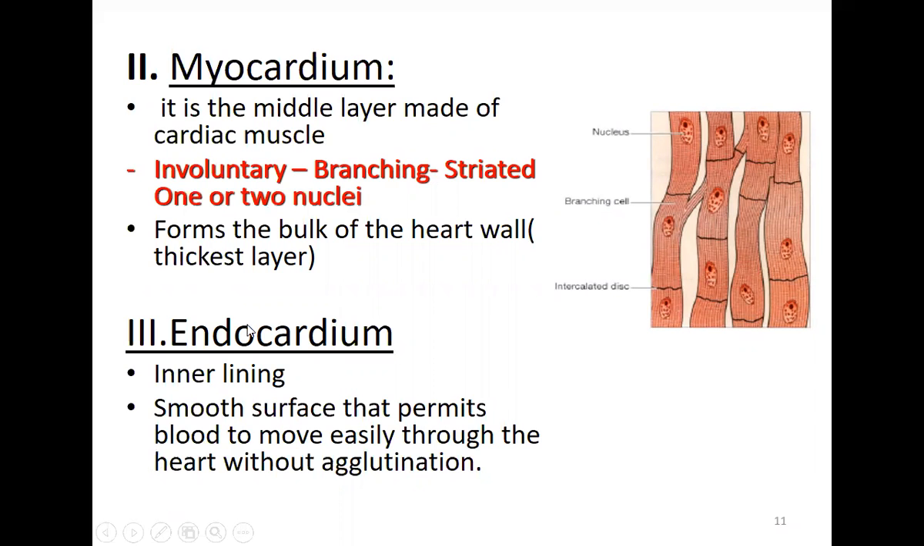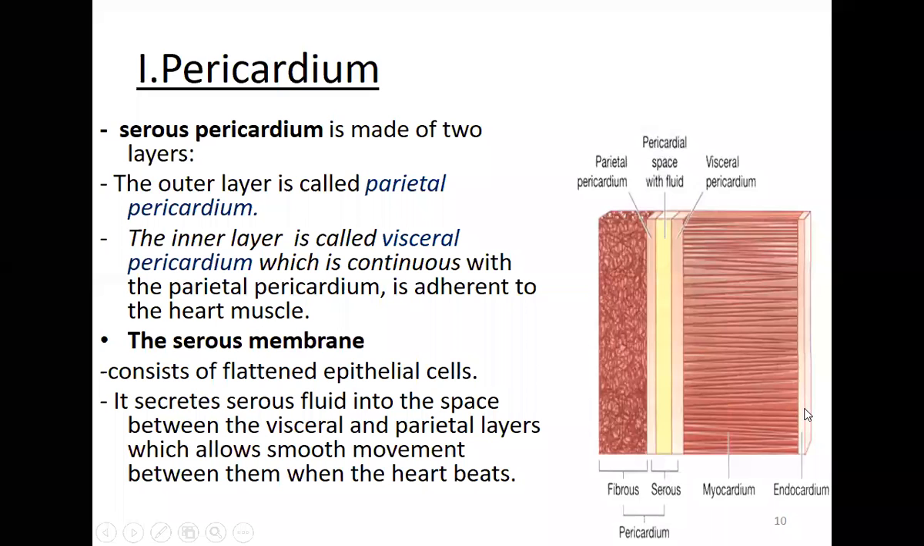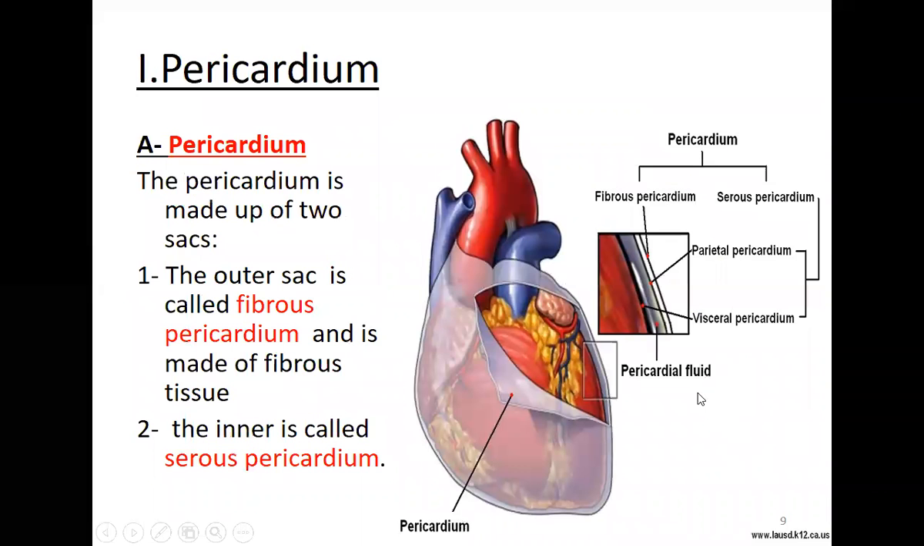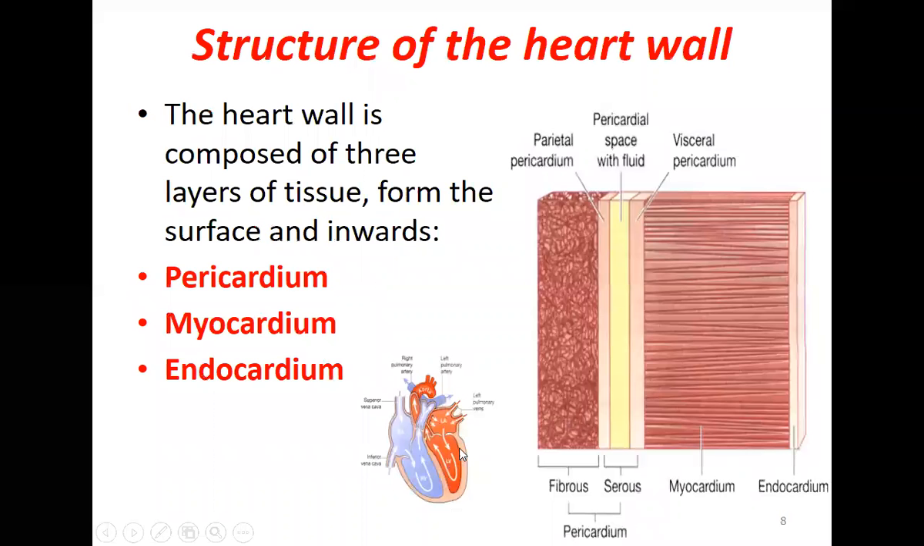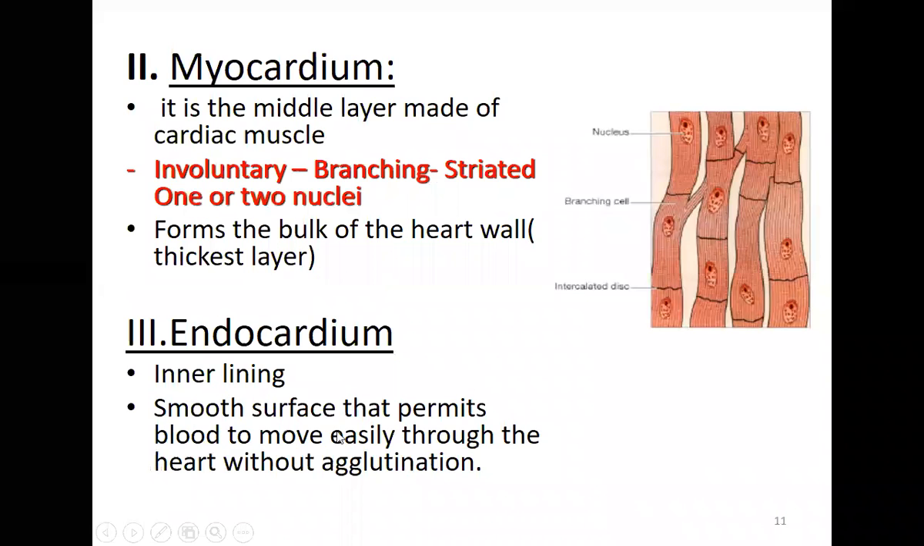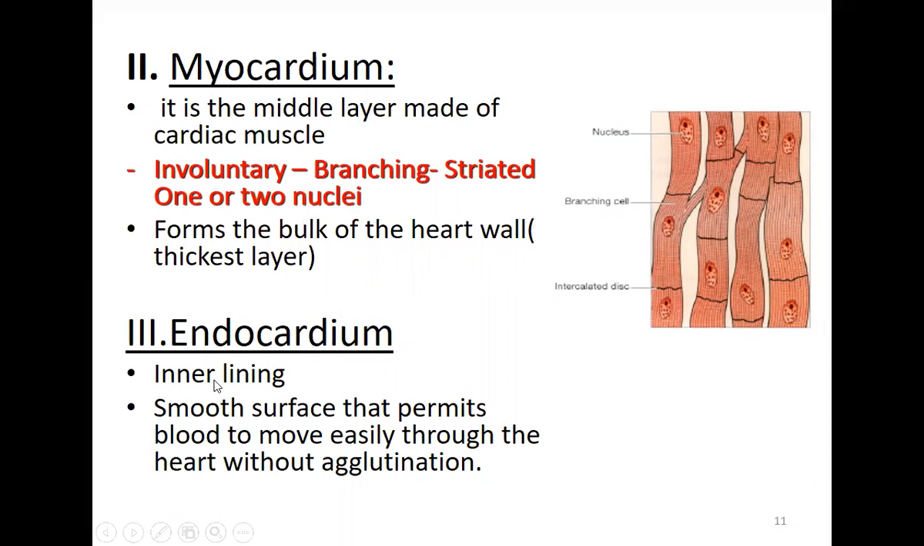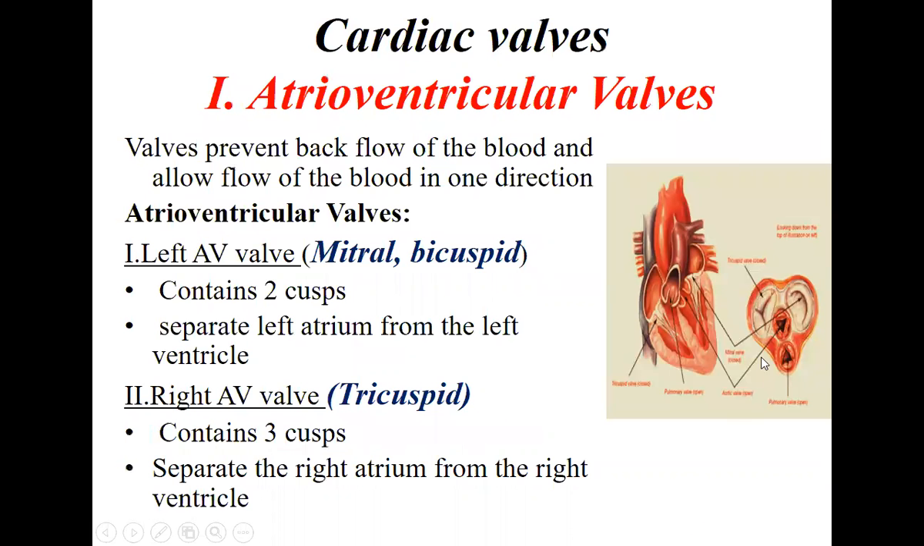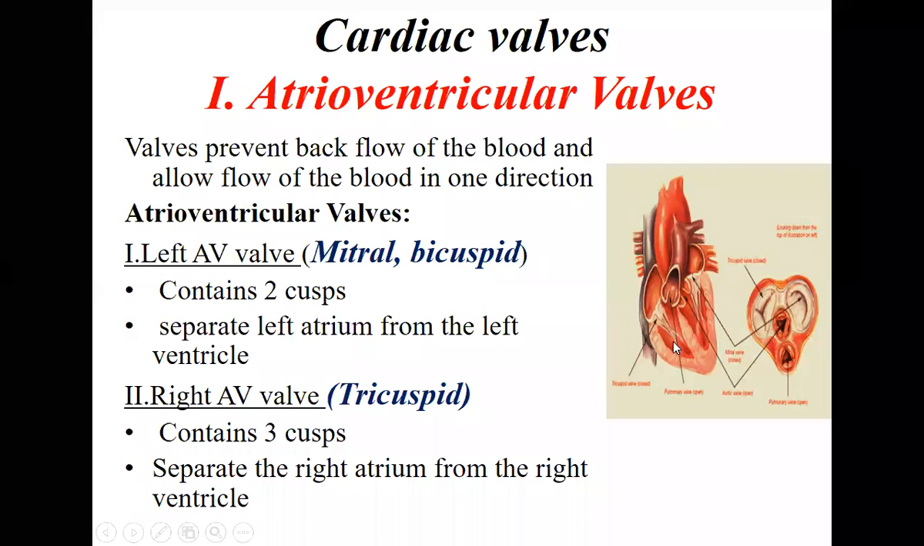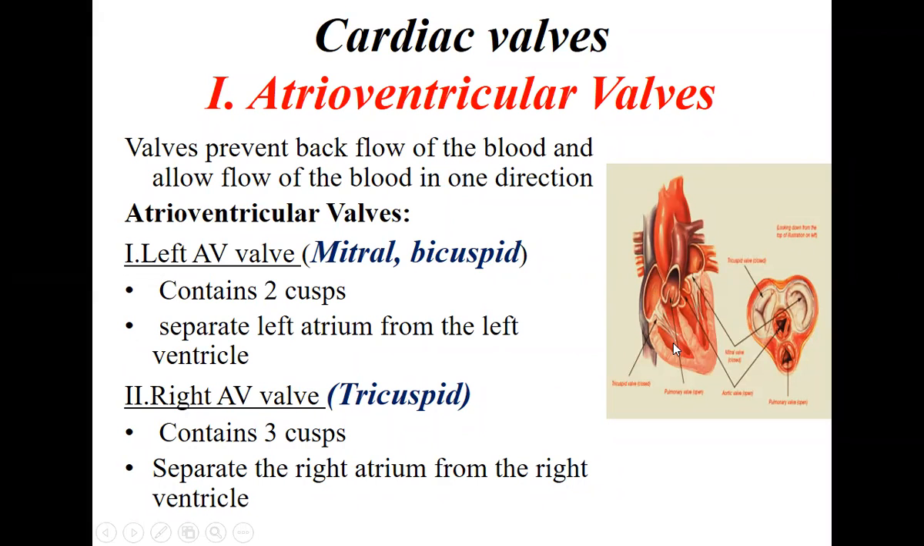Then the innermost layer will be the endocardium. If you see here, this is the innermost layer, as we have seen. The inside lining is done by the endocardium. It is an inner lining with a smooth surface that permits blood to move easily through the heart without agglutination, meaning without clotting. So it prevents clotting. Inside, it is lined by the endocardium, which allows the blood to move freely without clotting. So that is what it means.